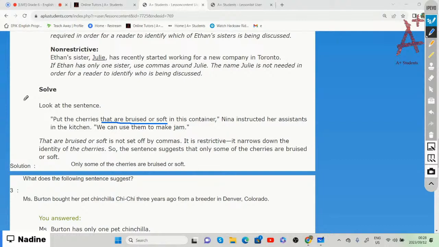What should we do with the ones that are bruised or soft? We should put them in a container because jam is going to be made of them. So we are discussing the cherries that are bruised or soft, and only some of the cherries, not all of them.